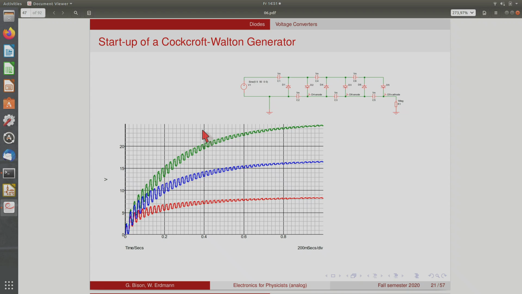And this is called a Cockcroft-Walton generator, after the inventors who used it for particle physics accelerators in the 30s, actually.